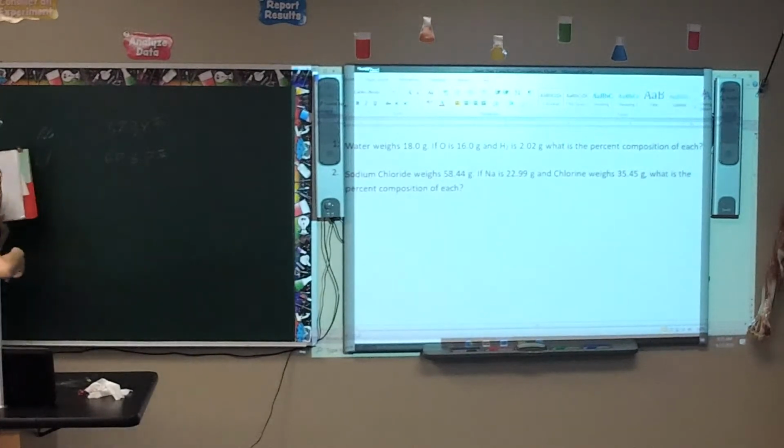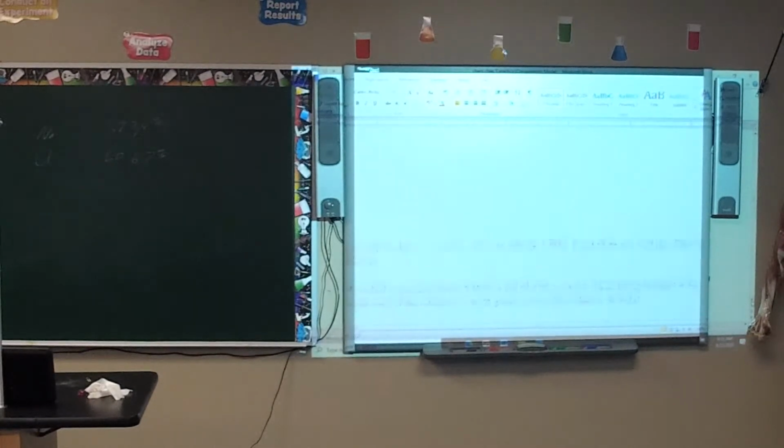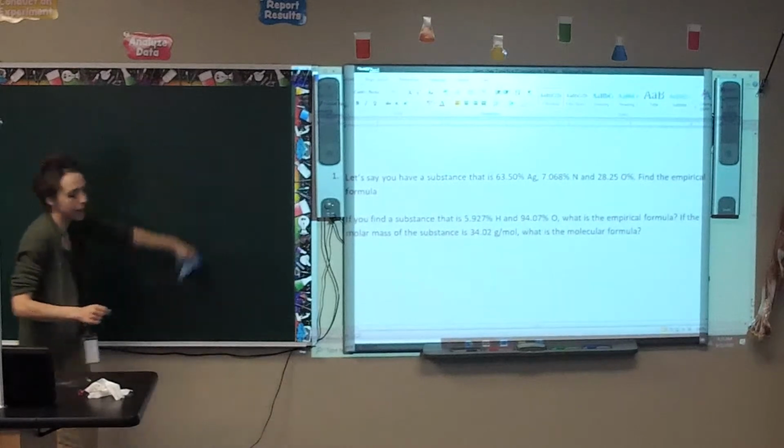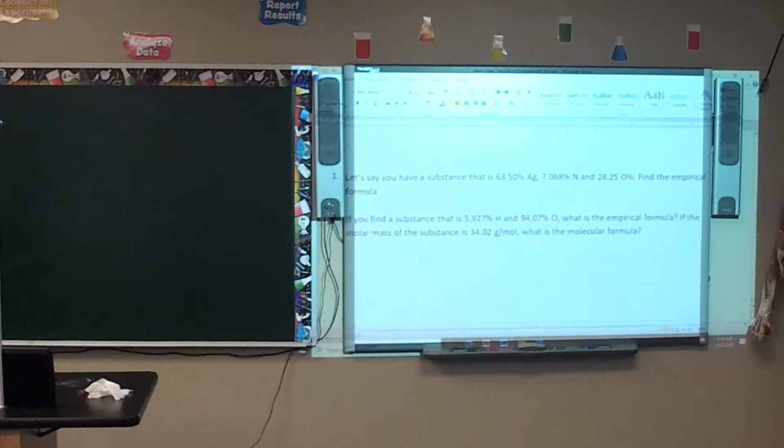Alright, so anyone have a question about how to solve that though? Let's look on the next page. It gives you how to go if you're given percent composition. How do you go backwards then? Figure out the empirical formula. This is what you were thinking of, dropping the percent and converting to grams immediately.